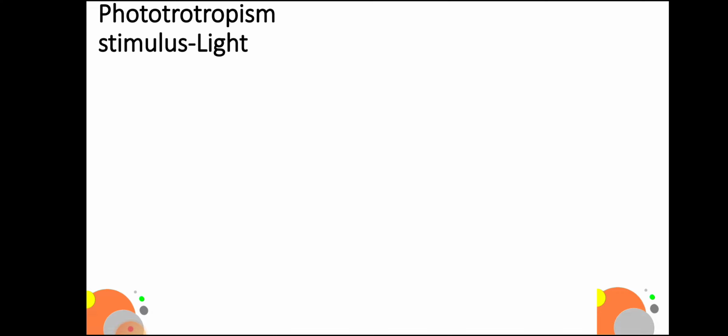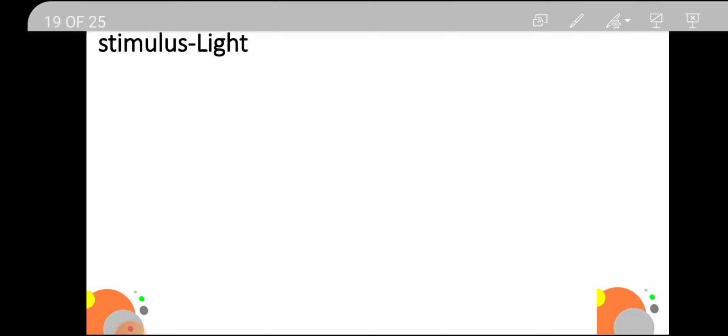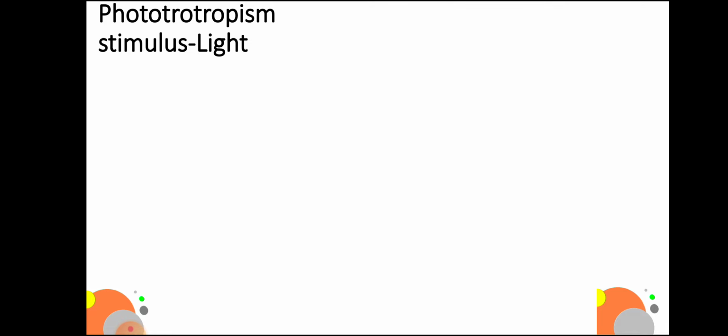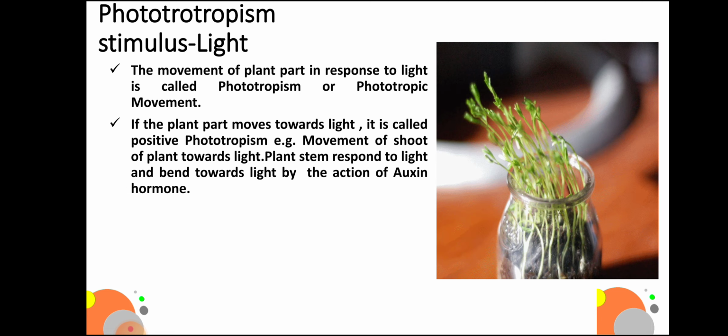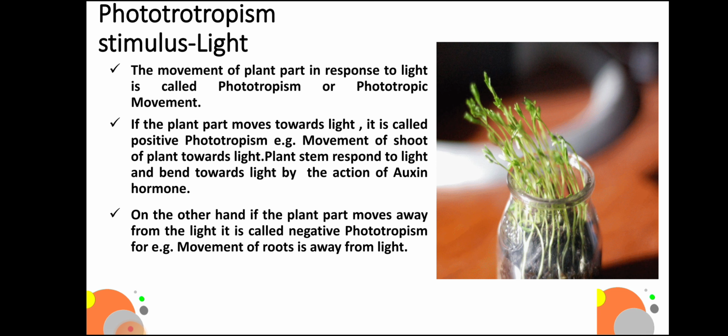The first kind of tropic movement is phototropism. Its stimulus is light. The movement of a plant part in response to light is called phototropism or phototropic movement. If the plant part moves towards light, it is called positive phototropism. Example, movement of the shoot of a plant towards light. Plant stems respond to light and bend towards light by the action of auxin hormone.